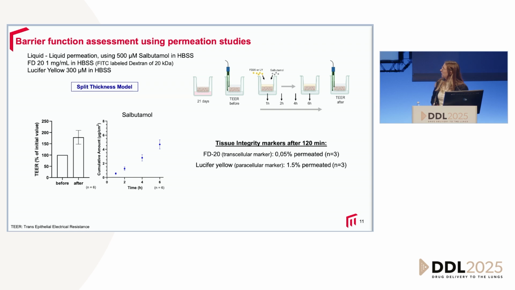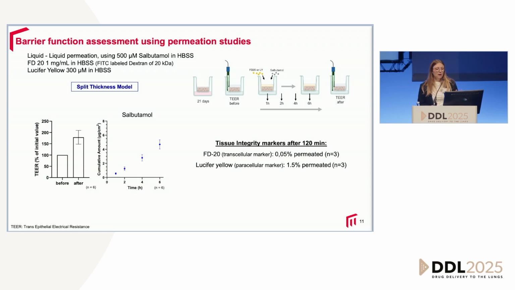And then we try to see the permeation of salbutamol, and we can see there is a slow increase until 6 hours. So that means that the models are partially permeable to salbutamol. But if you look at the integrity marker, whether it's FD20 or Lucifer yellow, the amount permeated is less than 2%. So that means that you still have a good barrier function.